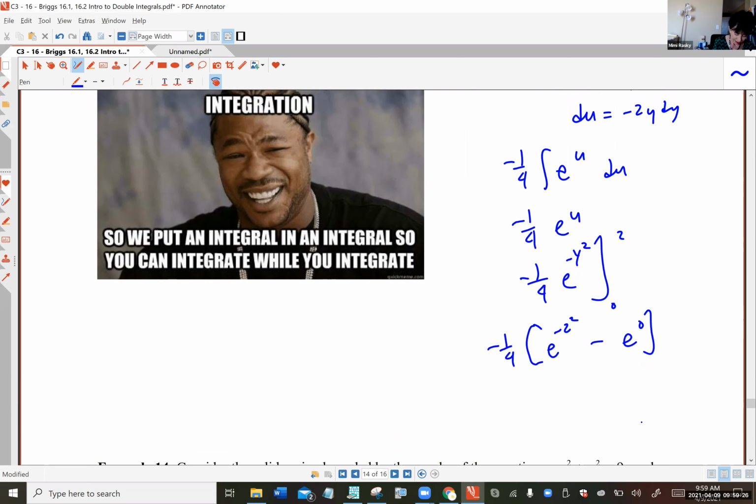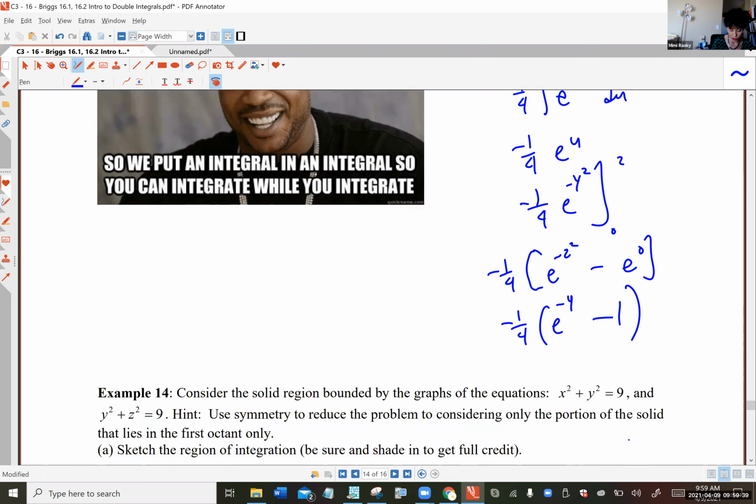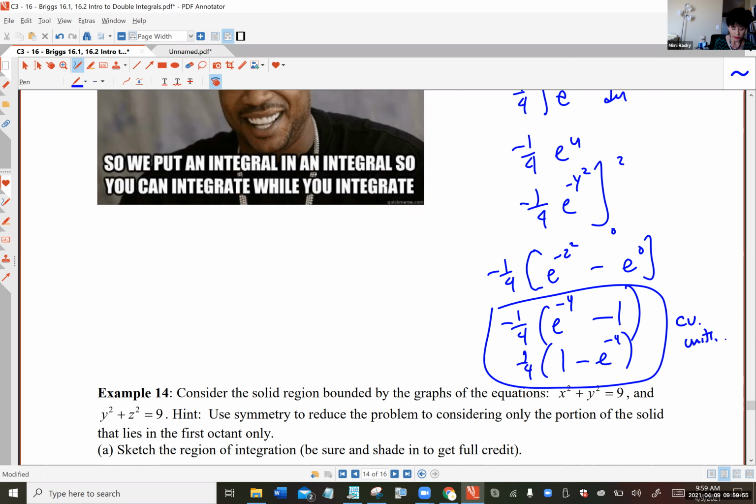That's okay. So my final answer is negative 1/4 times the quantity e to the negative 4 minus 1. And I'm going to leave it. And I claim this is a positive answer. Well, it looks negative. Well, if you distribute the negative instead, you could rewrite it like this. Both of those are correct. And so this is a positive result. You can go check it on your calculator. I'll accept either one. And that's cubic units. That's the volume of that solid.